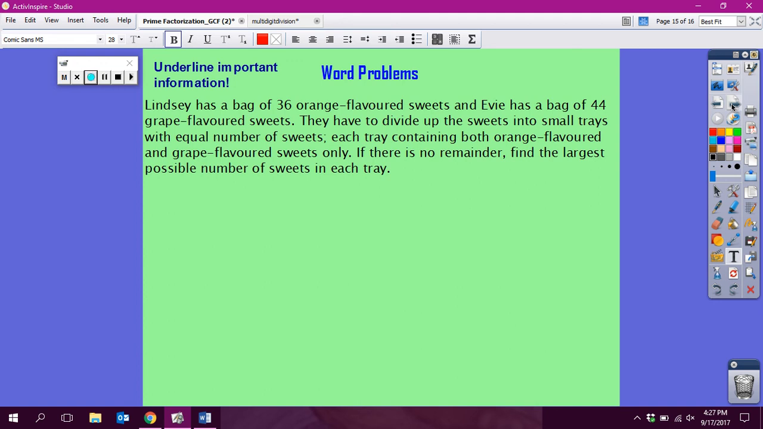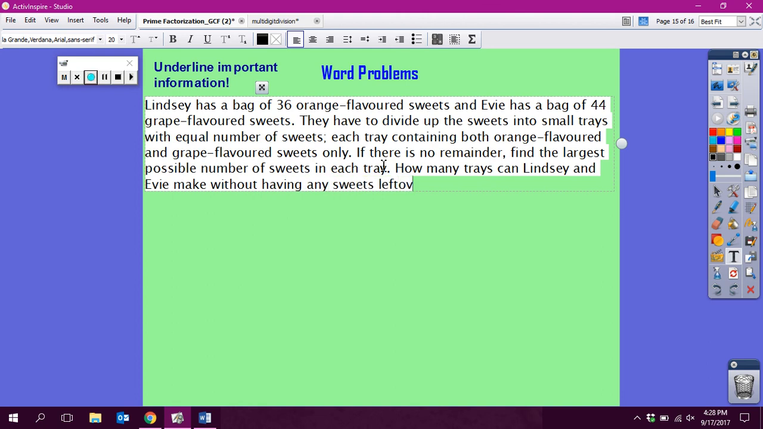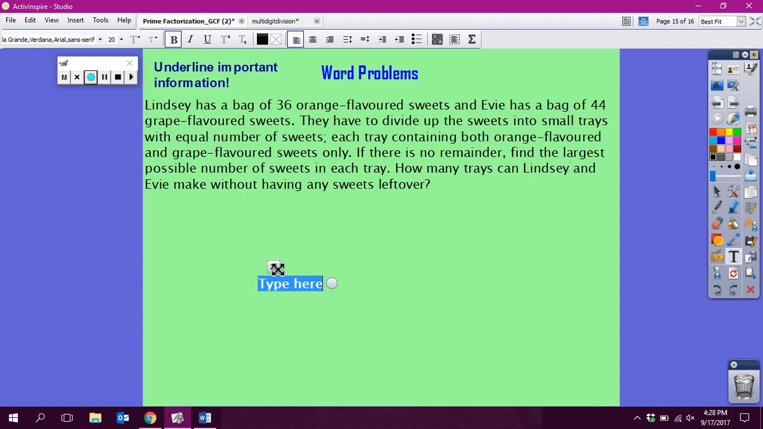So we don't want a remainder, but we do want the largest possible number of sweets in each tray. So essentially what we need to do is figure out how many trays she can actually make. So our question here should be, how many trays can Lindsay and Evie make without having any sweets left over? Okay, so what I'm going to want to do is find the greatest common factor. So find that greatest common factor of 36 and 44.